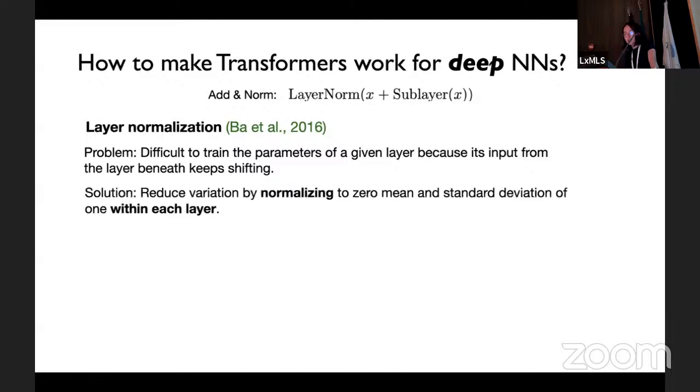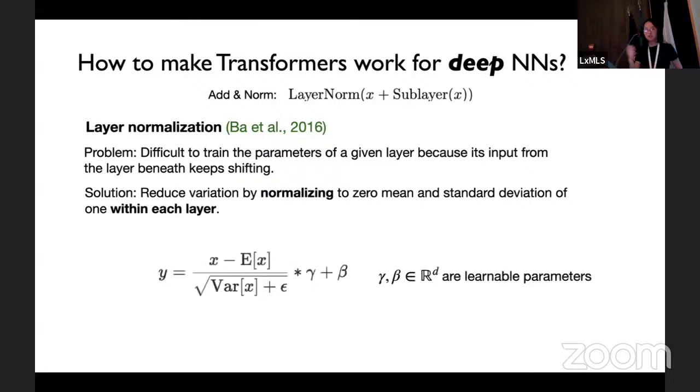So the trick here is that you can reduce the variation of all the hidden units from the previous layer by normalizing all the values from the previous layer to zero mean and a standard deviation of 1 within every single layer. This is actually a really common trick that has been used in many different neural architectures.